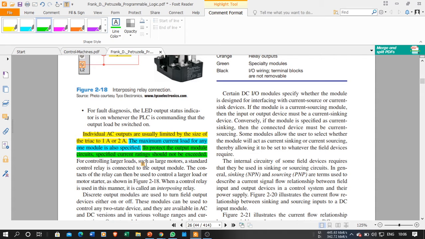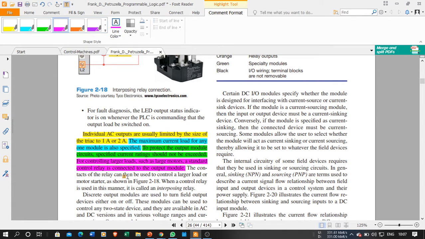For controlling larger load such as motor, a standard control relay is connected to the output. Okay, so basically what happens in the industry, there are large motors. The motor rating may be 10 ampere, 20 ampere, 400 ampere, 10 HP, 20 HP, 100 HP, 400 HP, like that. If I want to control such type of large motor, then I cannot directly connect this motor control to the PLC. So in between I need to put a relay that is called as the control relay, and that relay is called as the interposing relay.